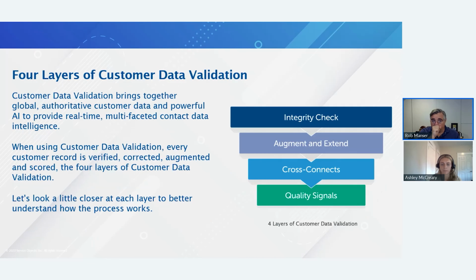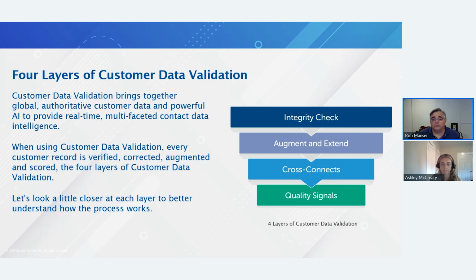So what is customer data validation? It's bringing together global authoritative customer data sets from all kinds of different authorities. If you think of the postal authorities like the USPS or Royal Mail or Canada Post, even to the over 8.6 global phone numbers that we have that come from all of the different phone service providers around the world. There are 4,000 phone service providers in the United States alone.